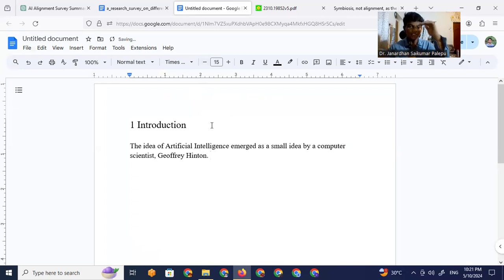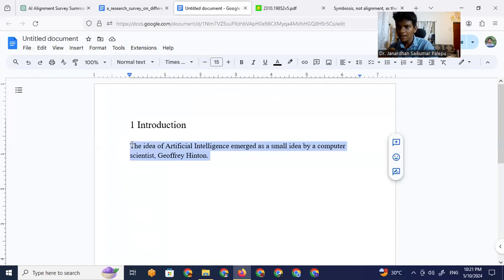Right, so the first sentence: the idea of artificial intelligence emerged as a small idea by a computer scientist, Jeff. Or maybe I should rephrase it, to make sure we are not going into the history but rather getting into the current context, which is how a small idea turned into a huge influence, how a small idea had this much influence. So maybe we'll write it in that form. I'll rewrite it.